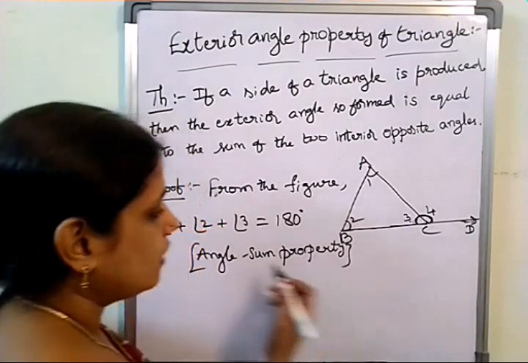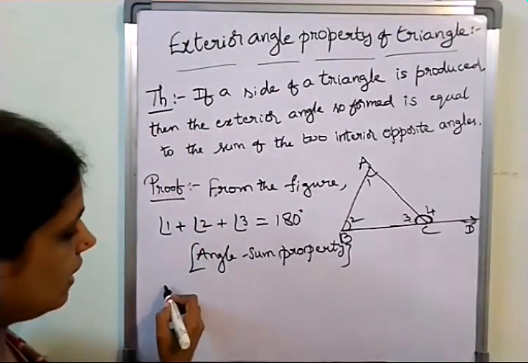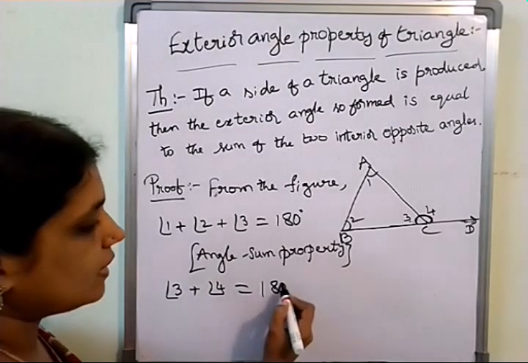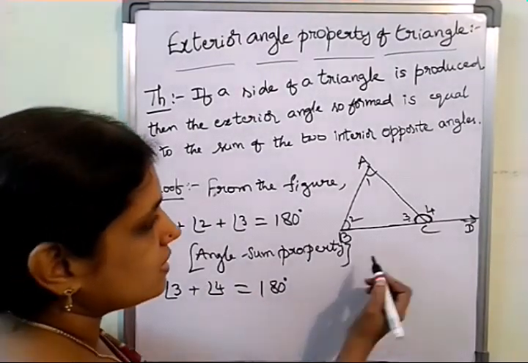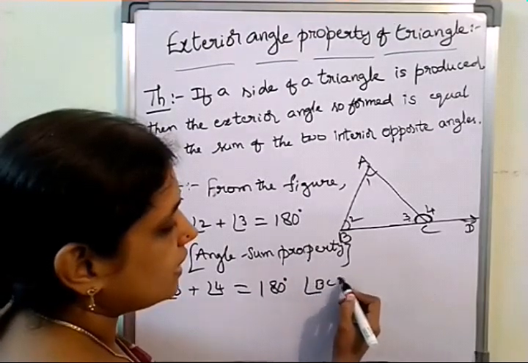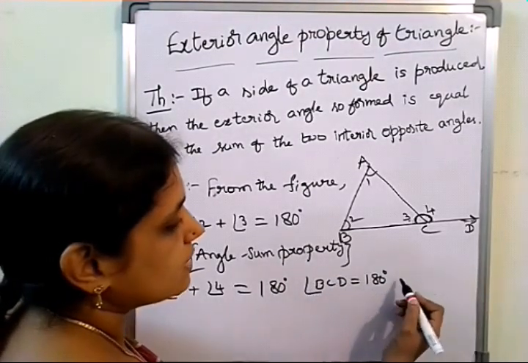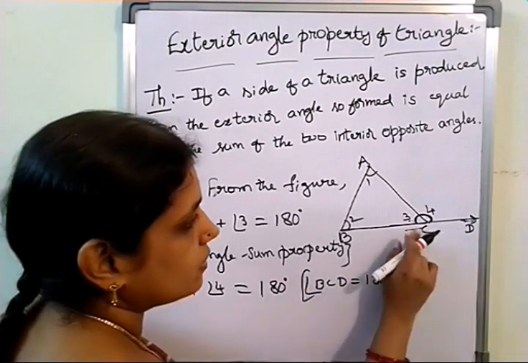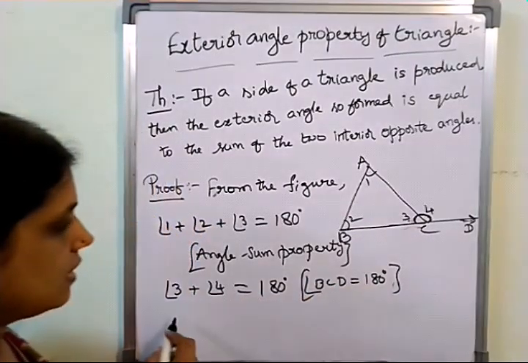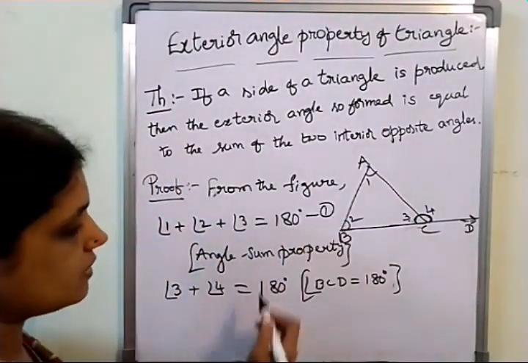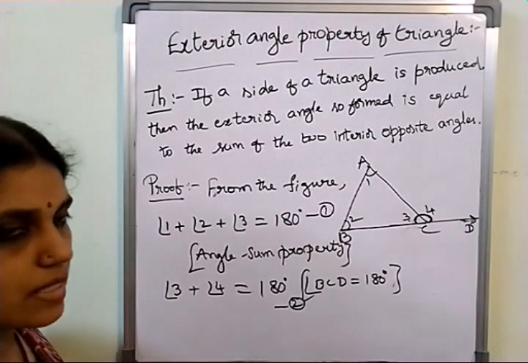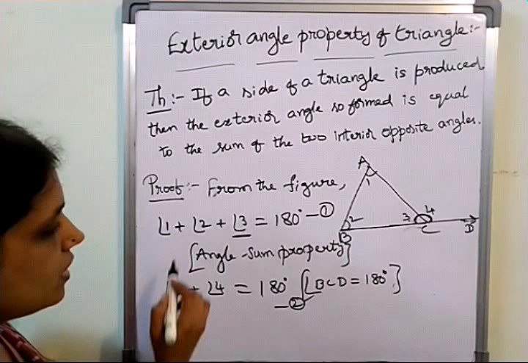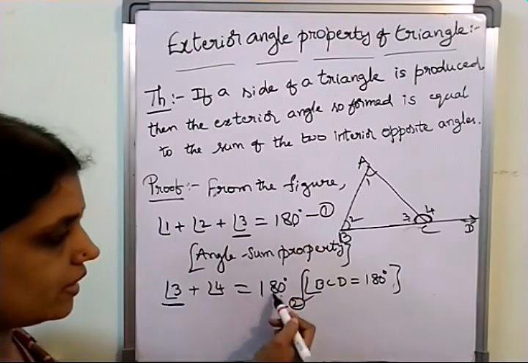Okay, so now from the figure one more thing also we can write, that is angle 3 plus angle 4 is also 180 degrees. How can you say that? Since angle BCD equal to 180 degrees, that is straight angle. So now from 1, this is the first statement and this is the second statement. If you take from 1 and 2, what you can write? Here angle 3 is common. So here RHS is common, 180, 180.